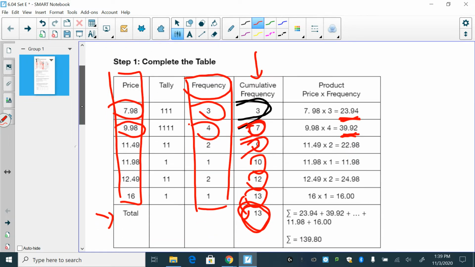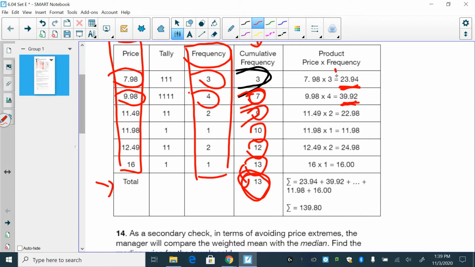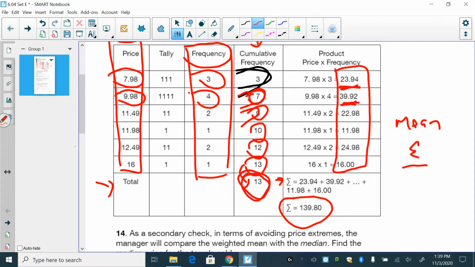And so you do the product, and all you're going to do then is take all these products and add them together. That's what this fancy symbol is. It's a sum symbol. When you add up those product answers, it all adds up to 139.8. Now you're ready to do the mean. The mean is just the sum divided by the cumulative frequency, so the very final line. So my sum is 139.8. My cumulative frequency, I have 13 items.